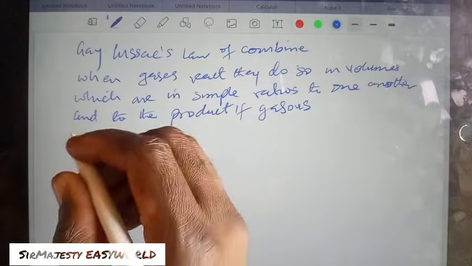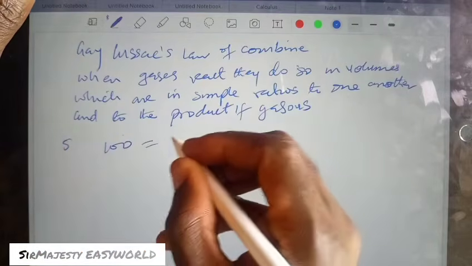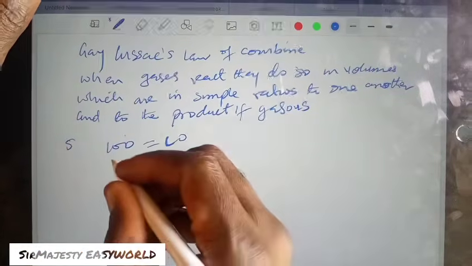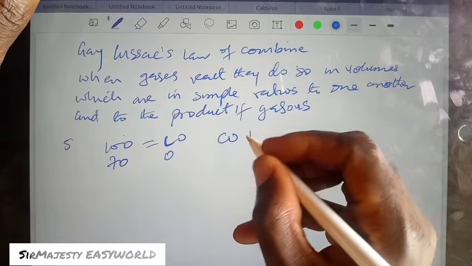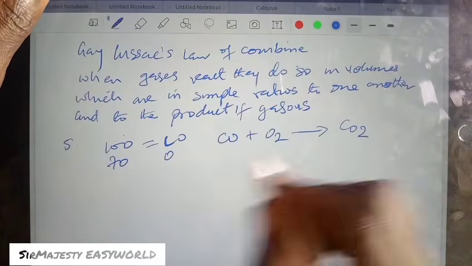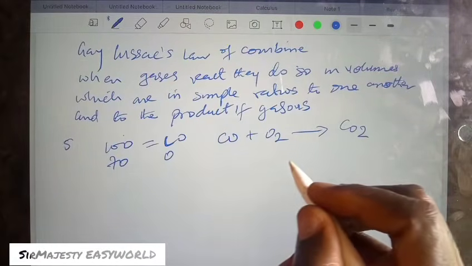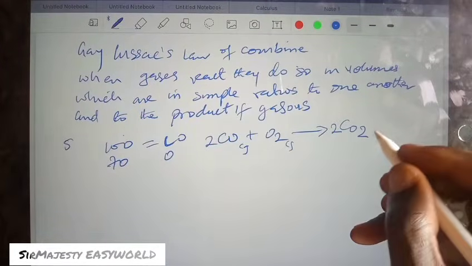So we come here for that number 5 calculation. Remember 100 cm3 for CO, then 70 cm3 for oxygen. Then the equation of the reaction, they gave it to us, CO plus O2 to give you CO2. They balanced the equation for us, but we can still balance it here. Put 2 here and put 2 here. Though they didn't show us the state, they say gaseous mixture.